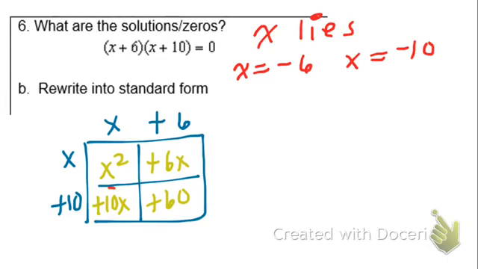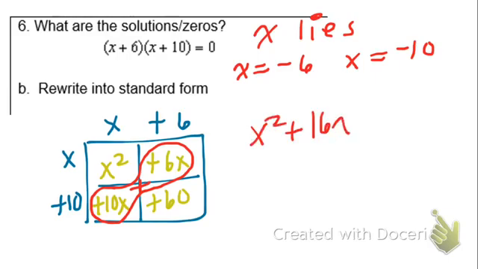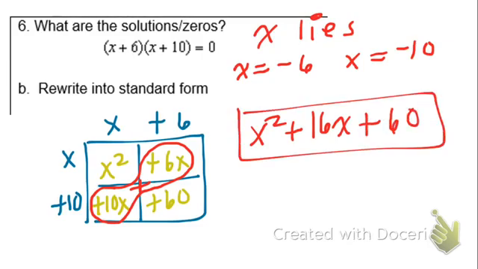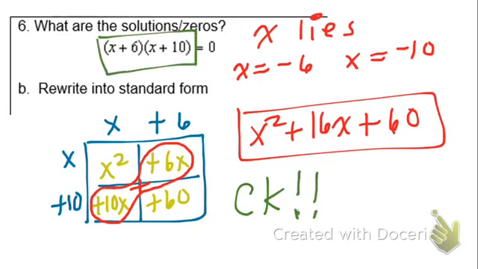Now don't forget we have a peanut right here in the middle, which we combine our like terms by adding. So our standard form is x squared plus 16x plus 60. Okay, so that is our solution. Now please, please, please, please check. You can check by graphing this and graphing this. If you did it right, they will line up.